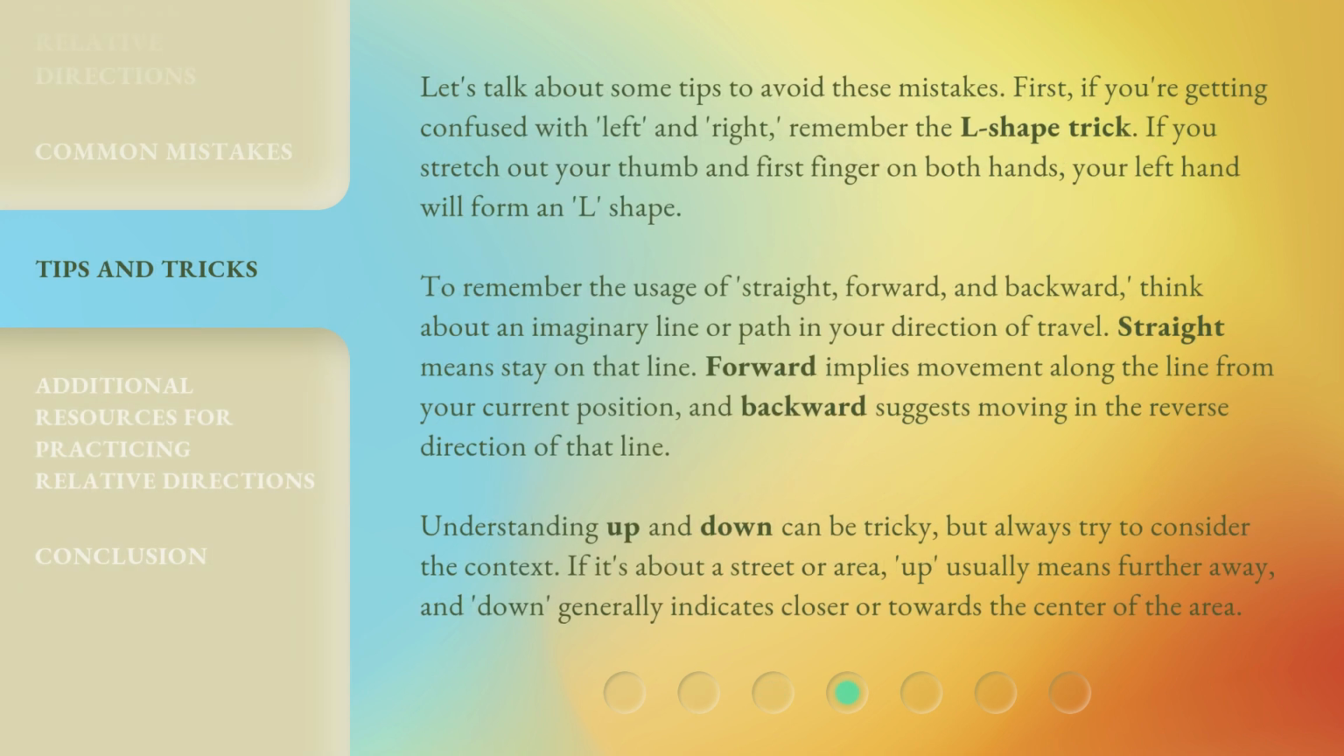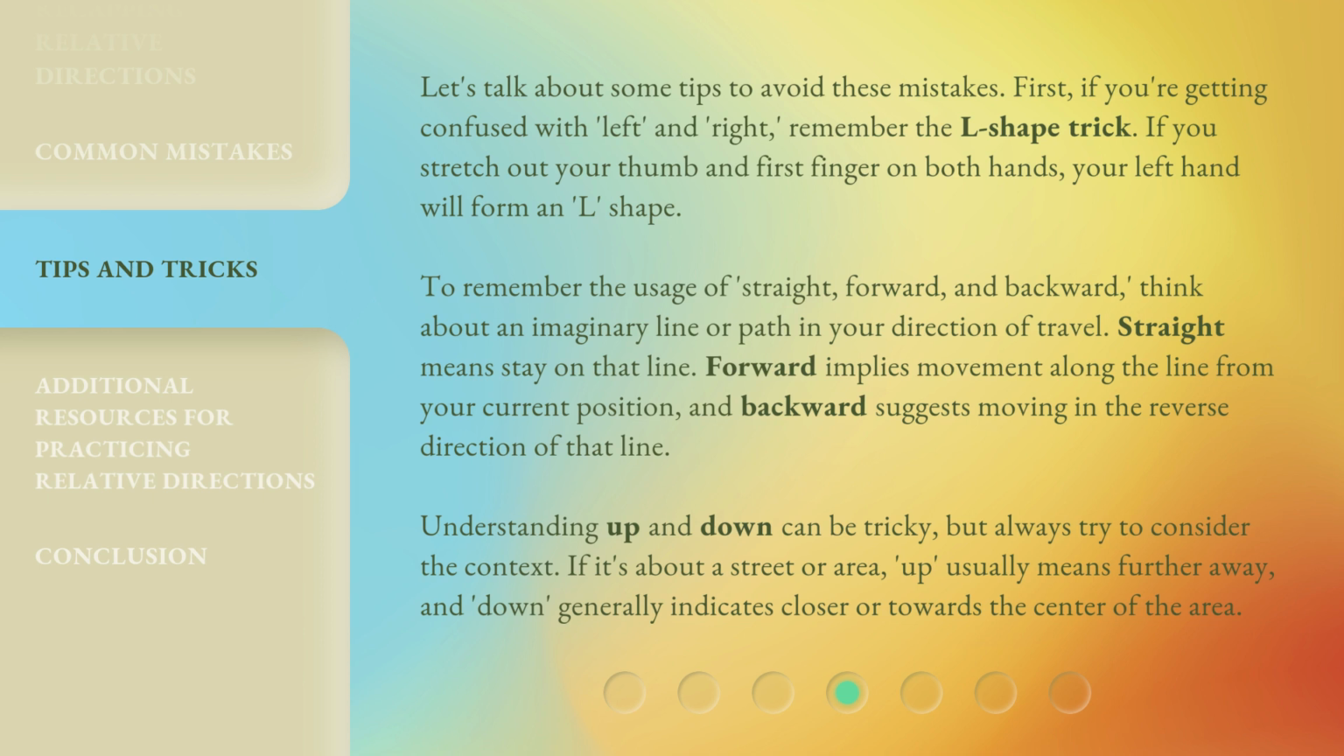Let's talk about some tips to avoid these mistakes. First, if you're getting confused with left and right, remember the L-shape trick. If you stretch out your thumb and first finger on both hands, your left hand will form an L shape.